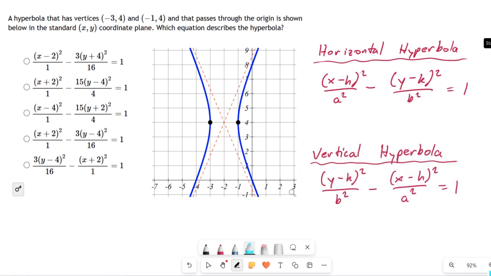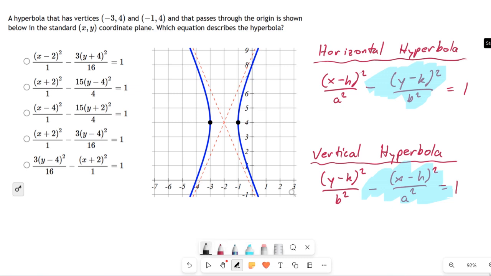A horizontal hyperbola has negative y's. The one with the negative x, the shape is horizontal.